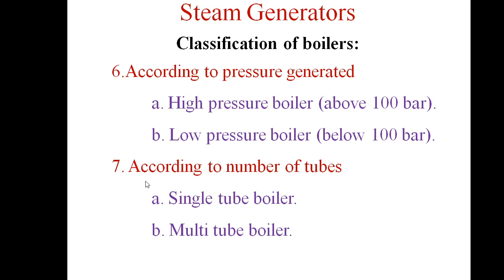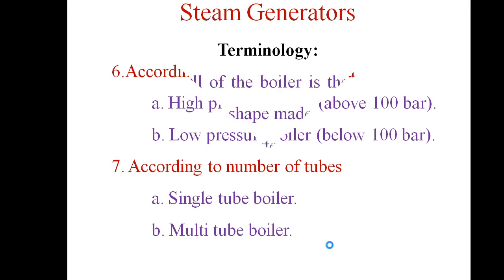Then the seventh category is according to the number of tubes. Here the boilers are classified as fire tube and water tube boilers. There will be a number of tubes in a boiler. If a boiler consists of a single tube, then it is called a single tube boiler. And if there are n number of tubes to pass the flue gases or water, then such a boiler having multiple tubes is called a multi-tube boiler.